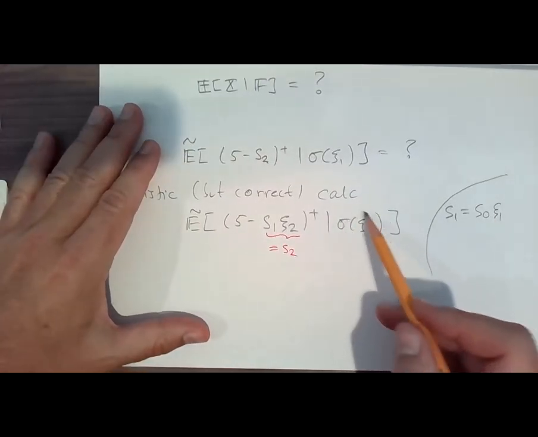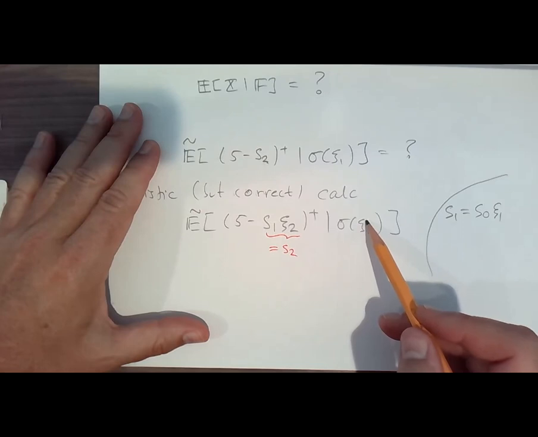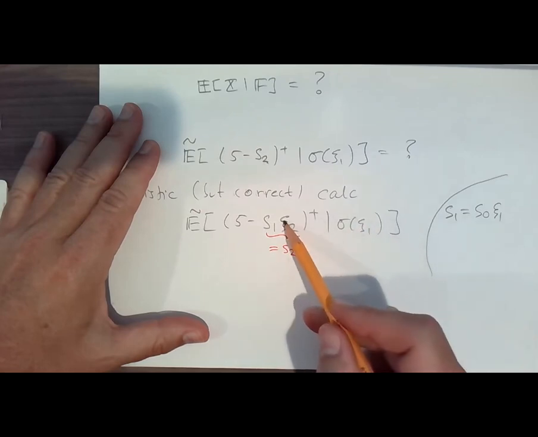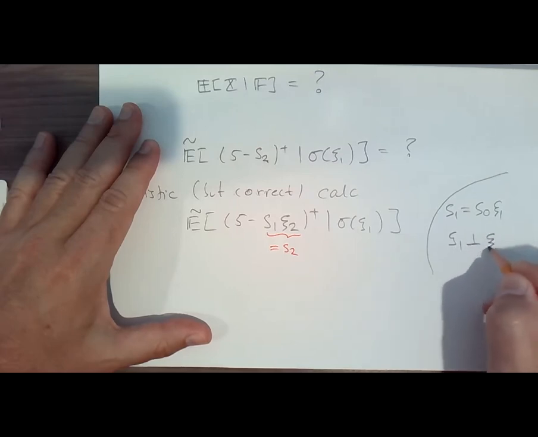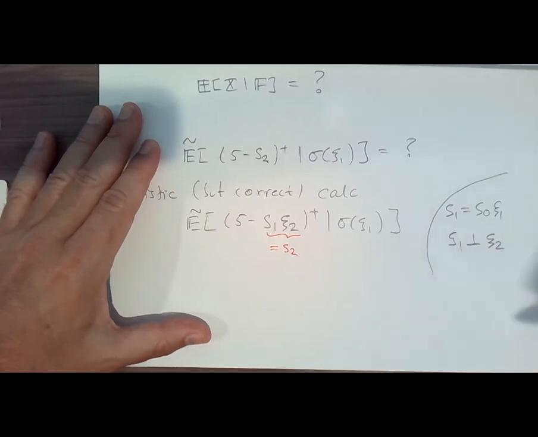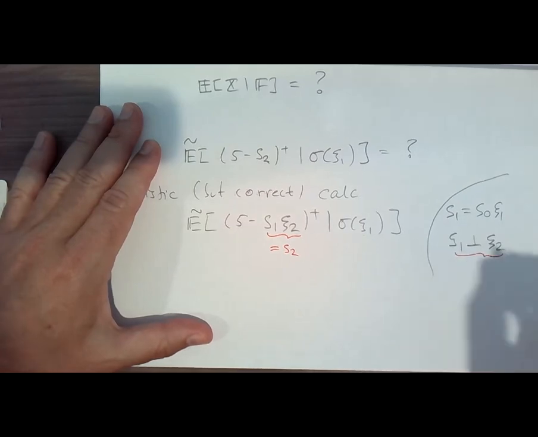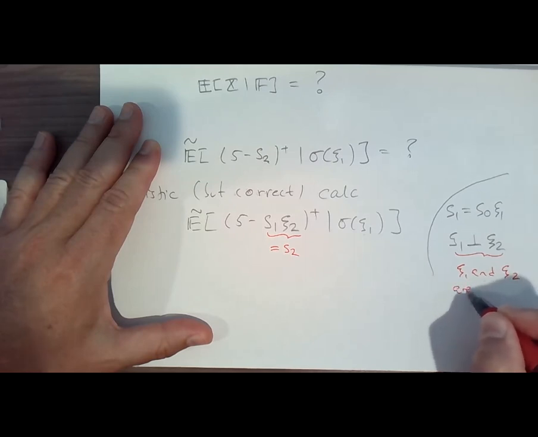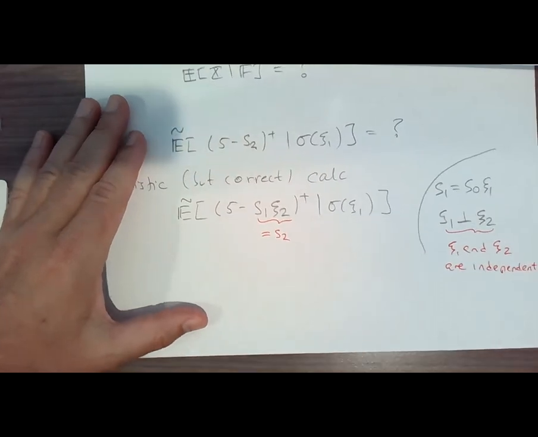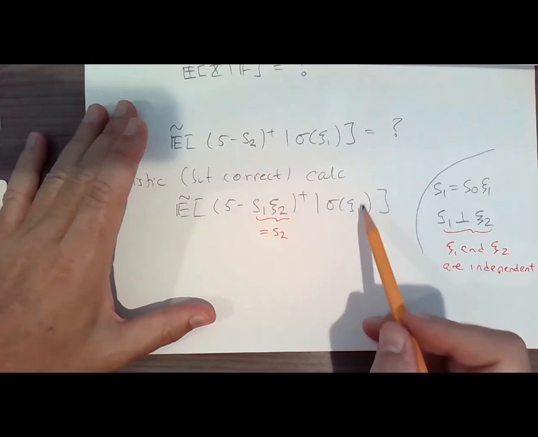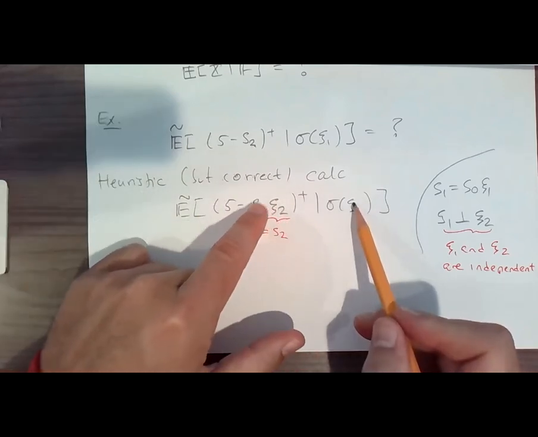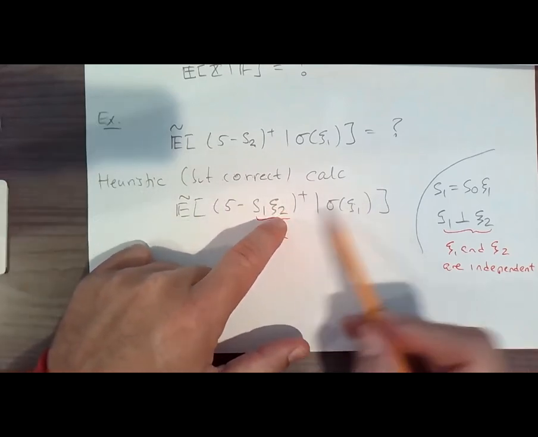And now you're conditioning on knowing the first coin flip. Then you have psi2. Psi2 and psi1, they were independent. This symbol here means that psi1 and psi2 are independent. So this is what you know, and so you know S1 and psi2 is independent.